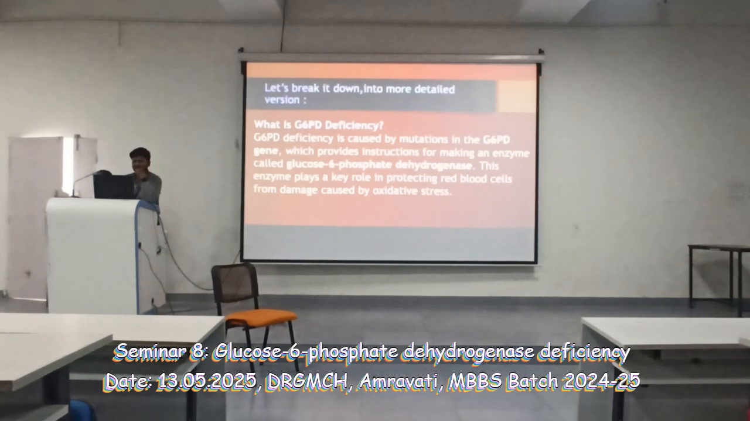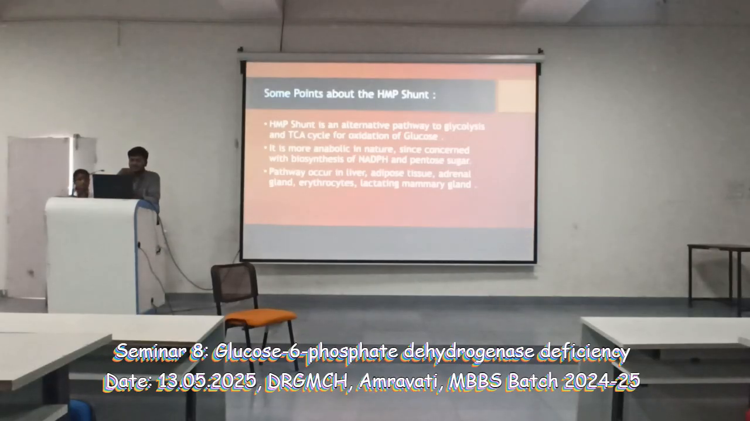What is G6PD deficiency? G6PD deficiency is caused by mutations of the G6PD gene, which provides instructions for making an enzyme called glucose-6-phosphate dehydrogenase. This enzyme plays a very important role in protecting RBCs from the damage caused by oxidative stress.